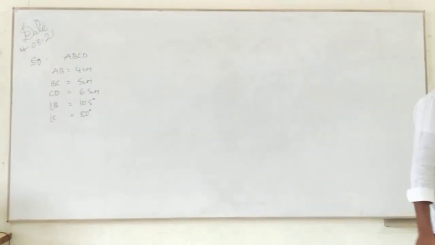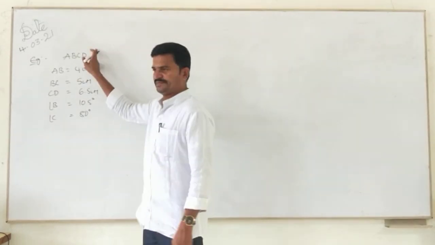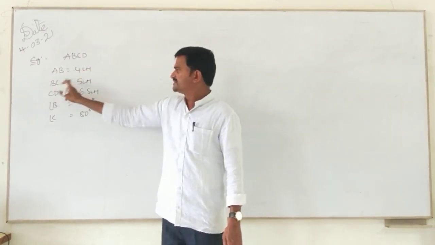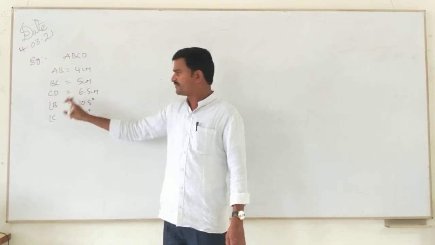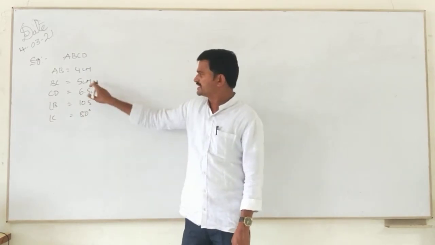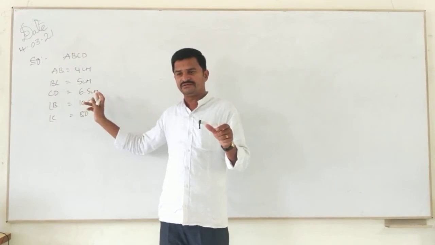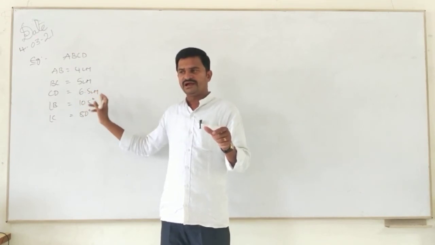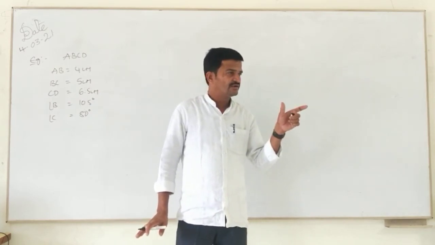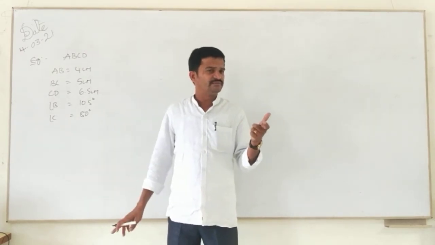Here we are constructing a quadrilateral ABCD. In this quadrilateral ABCD, AB equals 4, BC equals 5, CD equals 6.5, angle B and angle C. Three sides and two included angles. Which angles are given here? Angle B and angle C. With those two angles, what is the side there? 5 centimeters.